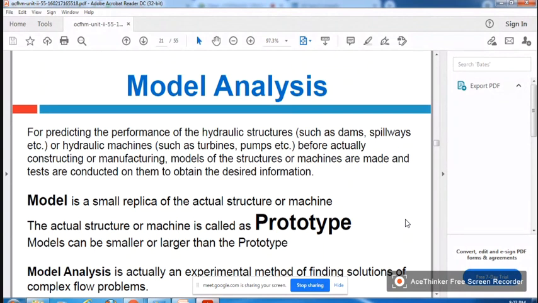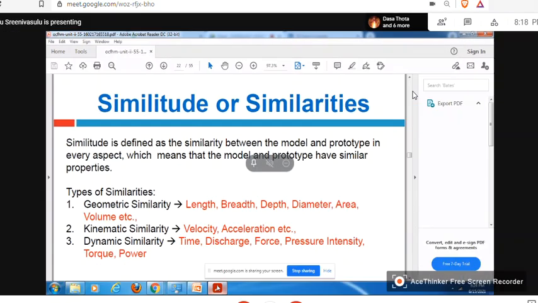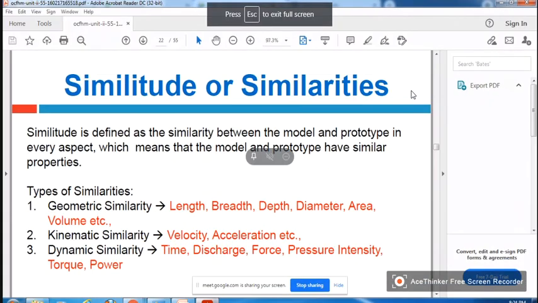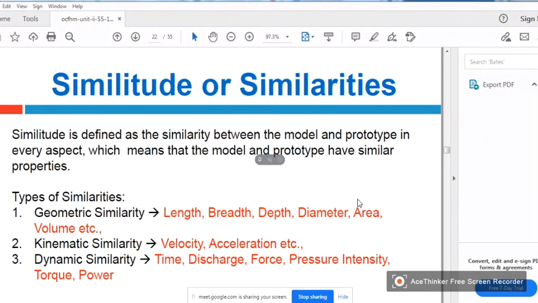Model analysis is actually an experimental method for finding solutions of complex problems. This is one type: similitude or similarities. There is a certain procedure when you construct a model. You cannot just construct a model, do some analysis, and then extend the results to the prototype. There are certain guidelines, and that is called similitude or similarities, right?